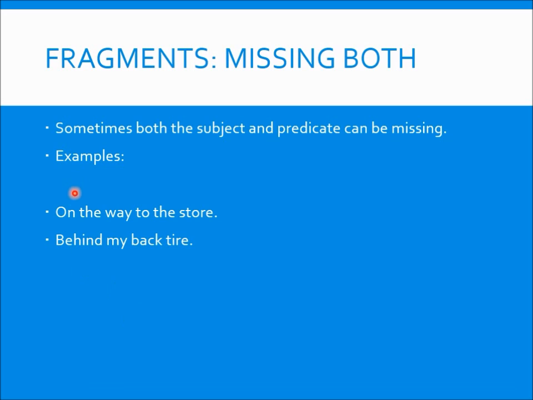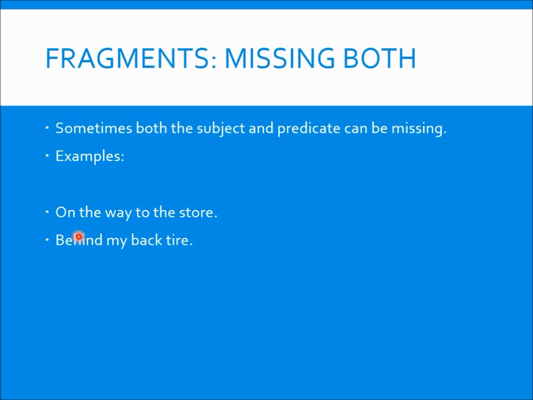Sometimes a sentence can be missing both the subject and the predicate, and you're left with things like on the way to the store. Well, if you look on our preposition tree, you'll see on. So that means the words on the way and to the store are prepositional phrases. We don't have a subject here. We don't even have a predicate. Who was on the way to the store? We have no idea.